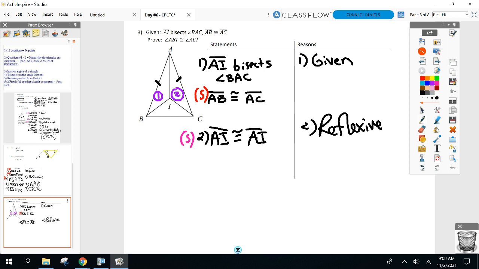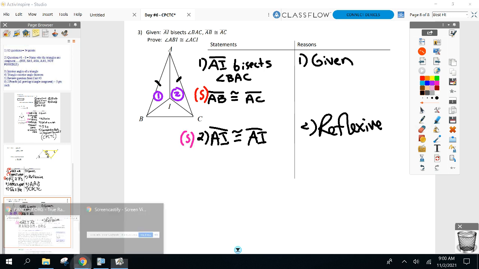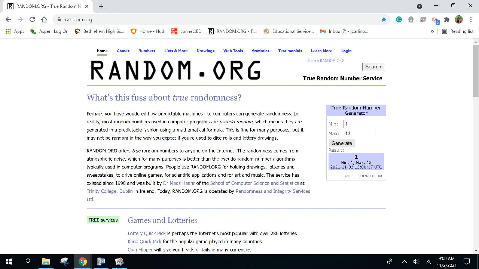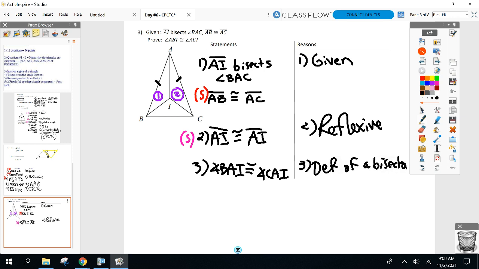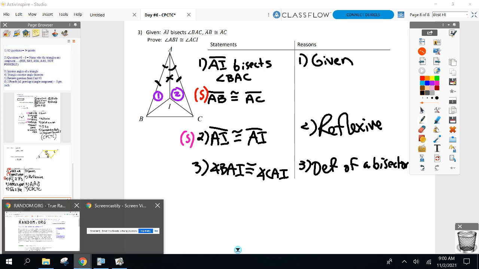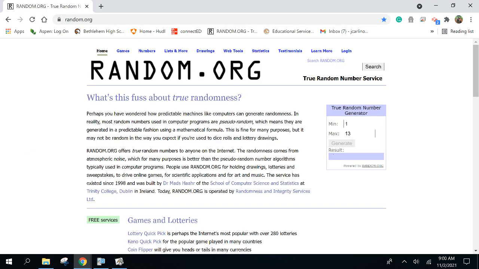Another pair of sides. Okay, one more pair of something. Where is it? What other pair is congruent? Angle BAI is congruent to angle CAI. Yep. How? Bisector. That's all I'm going to write, Matt, is bisector. Definition of bisector. There you go. Thank you. Definition of bisector. Looks good. What's my method now of saying the triangles are congruent here?